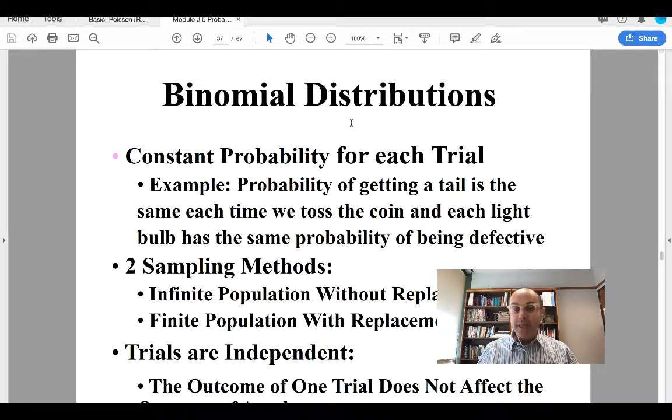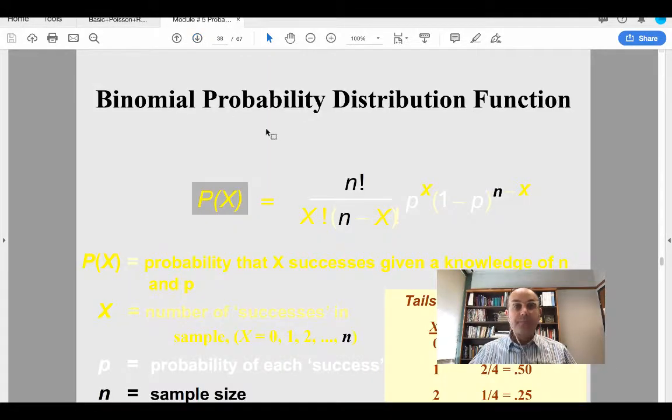The sampling method involves the idea of with replacement or without replacement, and this is something that we will talk more about as we go along. Trials are independent, so the outcome of one trial does not affect the outcome of another trial.